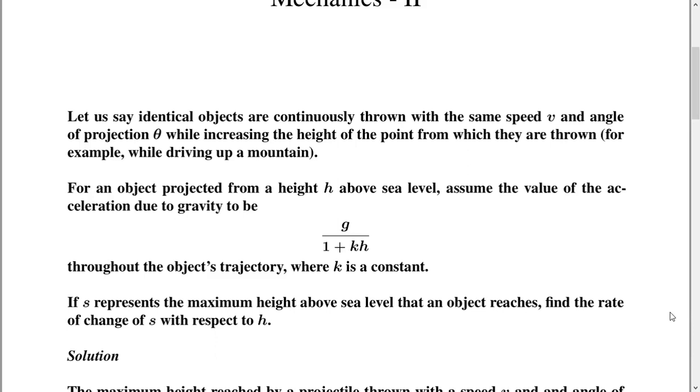So we have done several such problems before where we try to find the rate of change of one value with respect to another. The first thing you need to do for that is find out an expression that represents one value in terms of the other. In this case, we need to find an expression for s in terms of h.